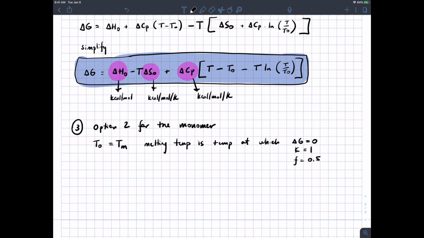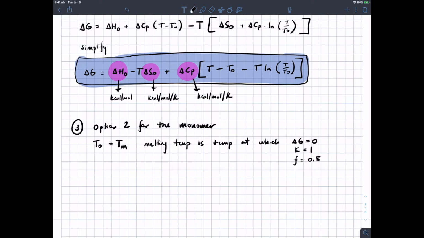Okay, that definition will not hold for dimer, trimer, or tetramer. It's only for the monomer that the melting temperature is the temperature at which delta G equals 0 and K equals 1 and fraction unfolded equals 0.5. For the dimer, the trimer, and the tetramer, when fraction folded equals 0.5, delta G isn't necessarily 0. You can solve for the melting temperature numerically in those cases, and I'll show you how to do that later.